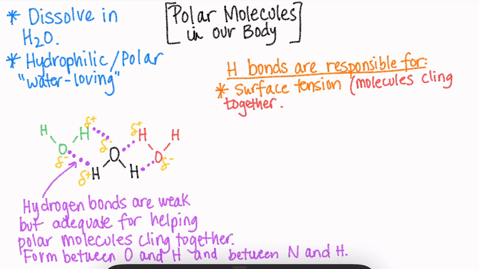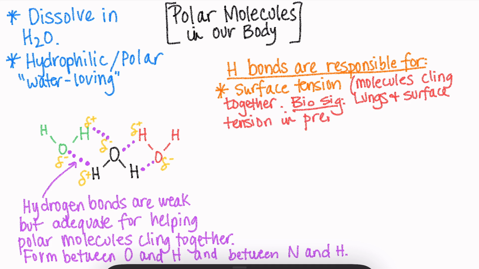Our lungs naturally have a little bit of water on them, and we have to reduce surface tension. Premature babies can struggle with this, and that's why they might have trouble breathing. I'll put biological significance, lungs, and surface tension in premature babies.